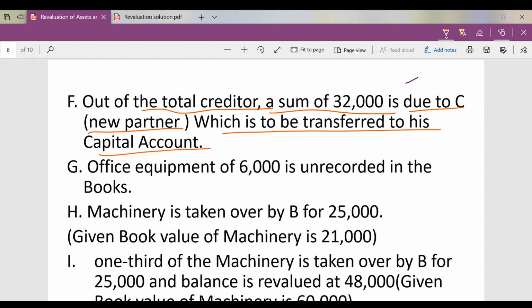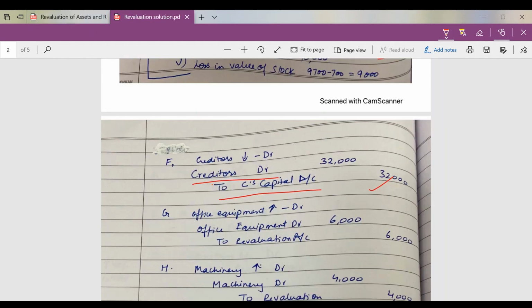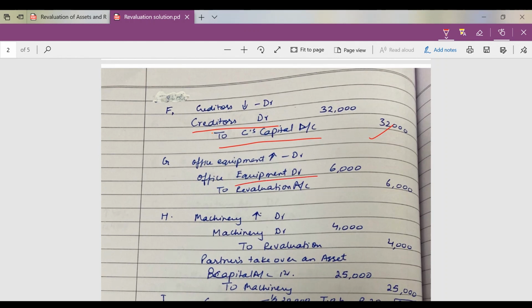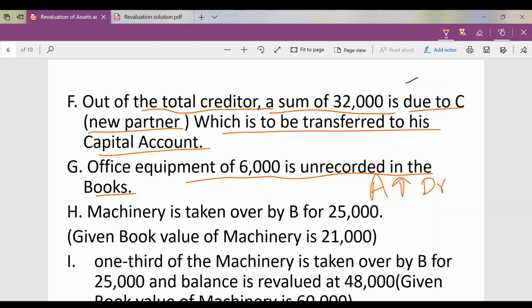Next is office equipment of 6,000 is unrecorded in the books. Now office equipment, if it is unrecorded, what does it imply? It's an unrecorded asset. So you need to increase the value of an asset. So to increase the value of an asset, you need to debit it. So you can see the answer. Entry is office equipment debit to revaluation account, right?